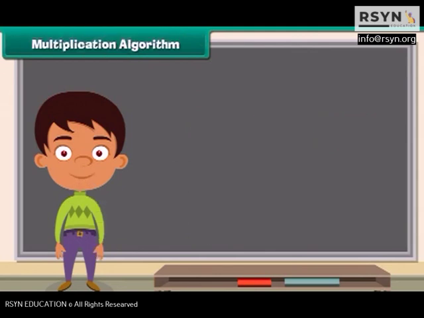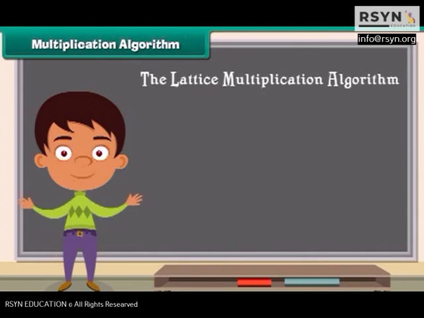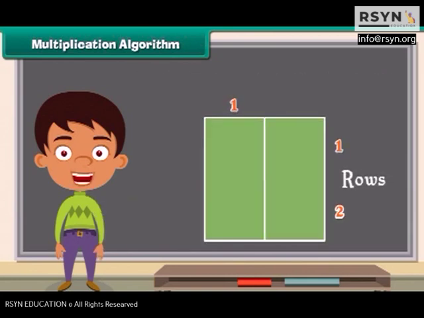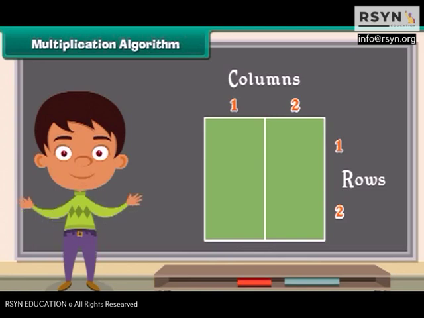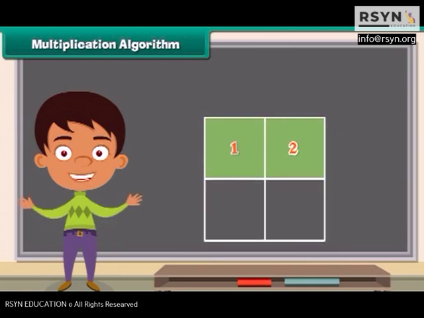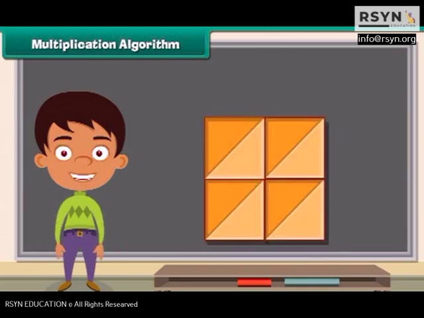Multiplication algorithm. It is now time to learn to multiply large numbers in a simple way using the lattice multiplication algorithm. The algorithm uses a grid made up of rows and columns. The number of rows and columns depend upon the number of digits in the numbers to be multiplied. If a two-digit number is multiplied by another two-digit number, there will be two columns and two rows. In other words, the grid will have four cells. Every cell in the grid is diagonally divided into two. The upper triangle is for 10's place and the lower triangle is for 1's place. Let us now use this grid to multiply two-digit numbers.